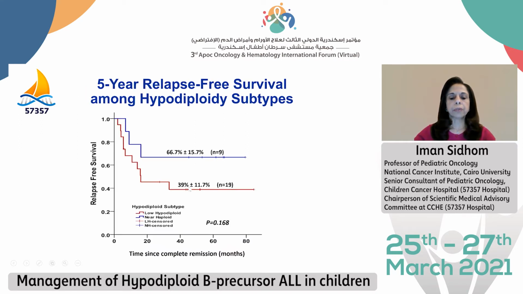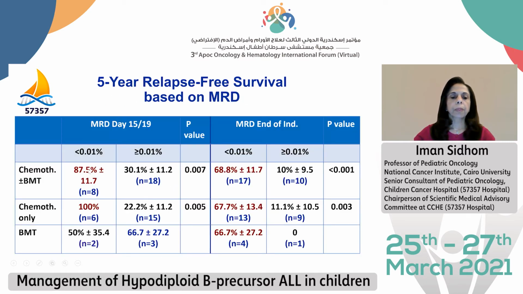The 5-year relapse-free survival was 39% for the low hypodiploidy versus 66% for the near haploidy, but this difference was statistically not significant. The 5-year relapse-free survival was 87% for patients with negative MRD on day 15, and it was 100% for patients who received chemotherapy only, versus 30% and 20% for patients with positive MRD on day 15. These differences were statistically significant.